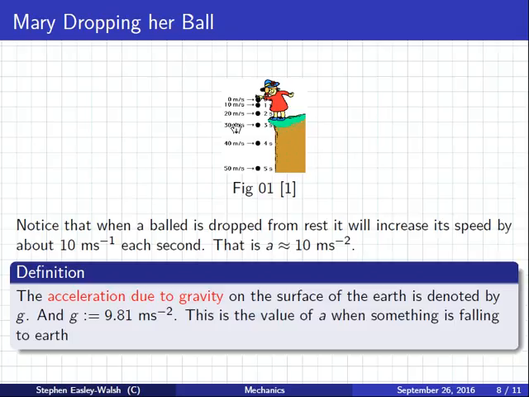This is the value of acceleration when something is falling to earth when you drop a ball, for example. And you can take this as a fact in questions that involve things being dropped. So if the question doesn't provide the acceleration, it's probably because it's being dropped, and this is the acceleration. So g is 9.81. That's the value of g in this course.